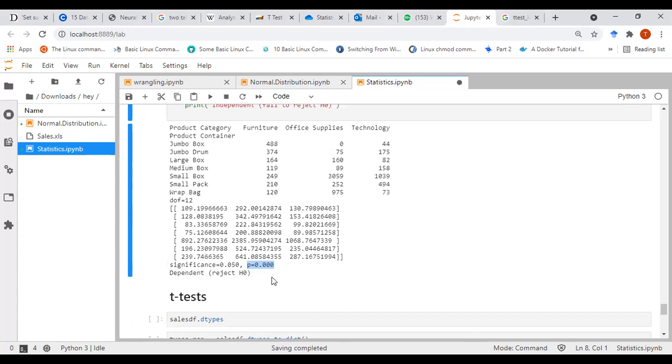So you must be able to detect when to use a chi-square test, when to use a t-test, and when to use an ANOVA test. Otherwise, you have not learned it.